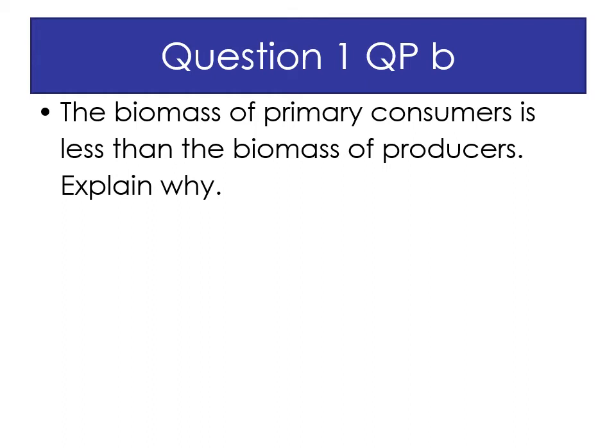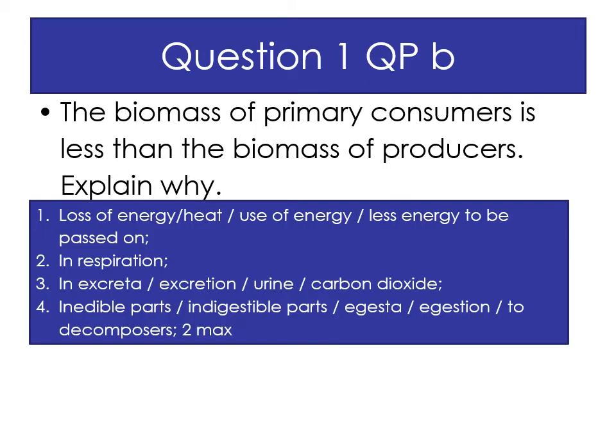The reason the biomass of the consumer is so much less than the producer is because of the energy losses during the energy transfer. So these are the things that were on the mark scheme. We've got loss of energy as heat energy in respiration. If you'd talked about there being a lot of energy lost as heat energy to the environment during respiration, you've got 2 mark points.